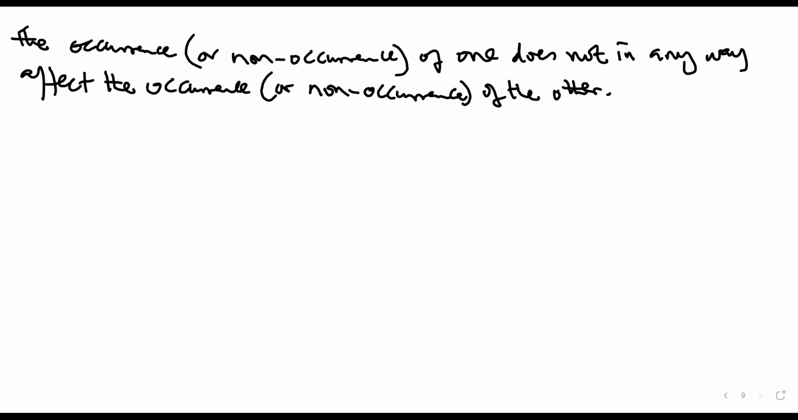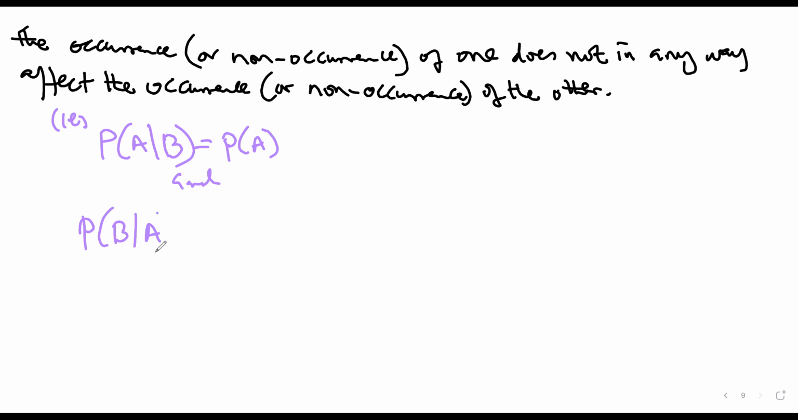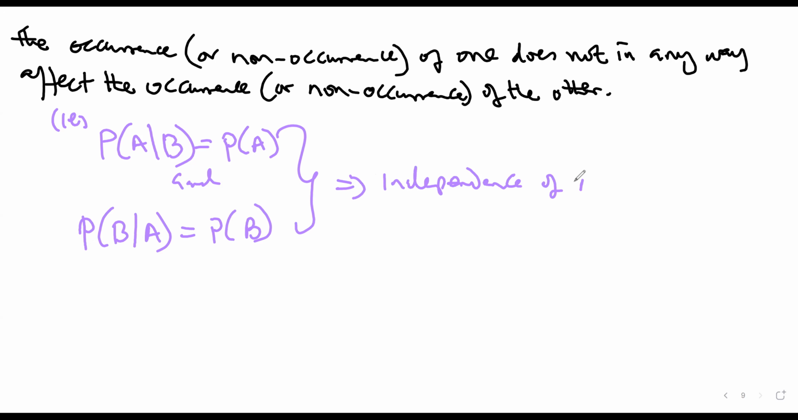Mathematically, we are saying that the probability of A, given that B has occurred, that's the definition of conditional probability. So this means that if the probability of A, when we know that B has already occurred, is the same as the probability of A occurring, and the probability of B, if we know that A has occurred, is the same as the probability of B, then this is what implies independence of A and B.